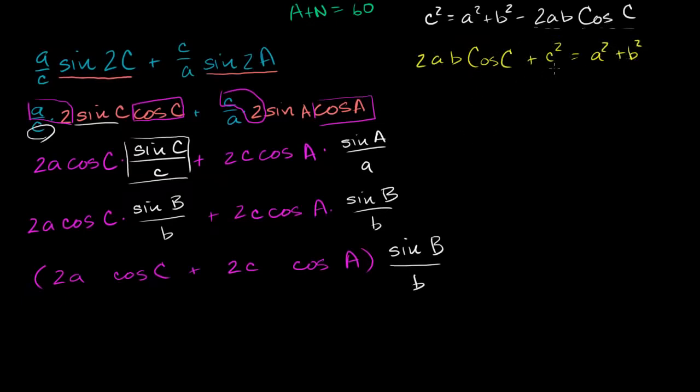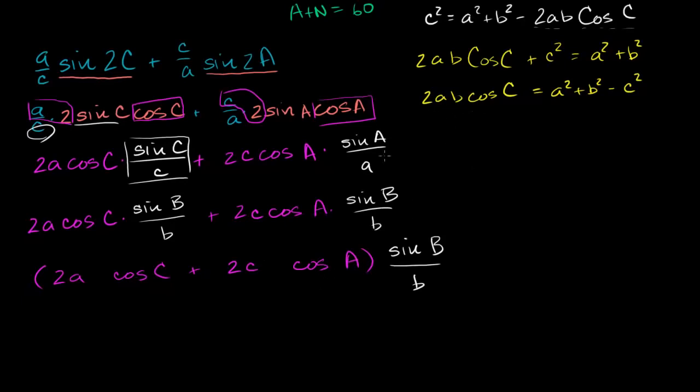Or if you subtract c squared from both sides, you get 2ab cosine of capital C is equal to a squared plus b squared minus c squared. And this is interesting. And we can switch around the letters later on. But this looks pretty darn close to this, except we're dealing with an a instead of a c. We've just switched the letters around.